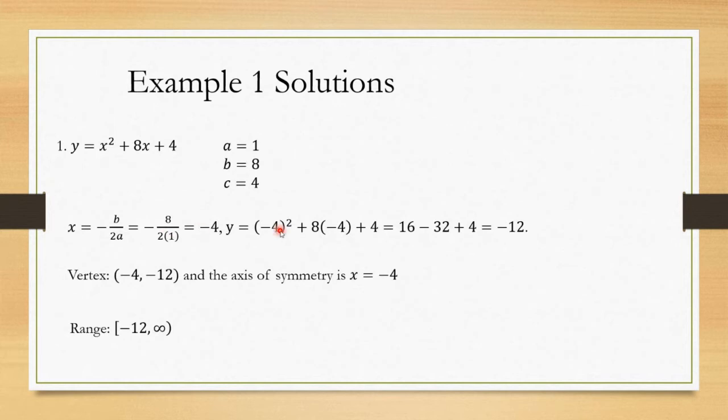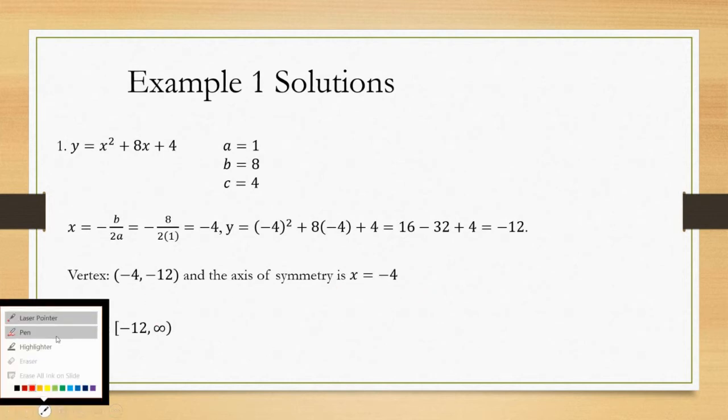right? And now we have negative 4 squared. We have to get the y value, so we have negative 4 squared plus 8 times negative 4 plus 4. And of course, that's equal to 16 minus 32 plus 4, which is minus 12. So the vertex is (-4, -12). The axis of symmetry is x = -4.